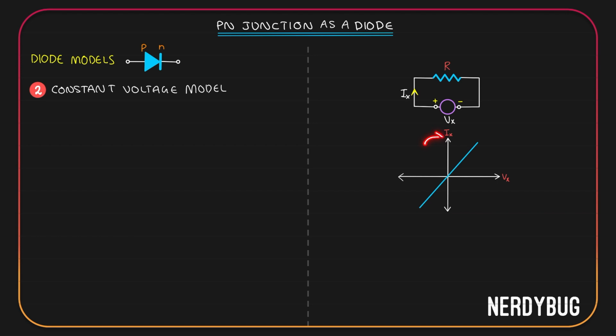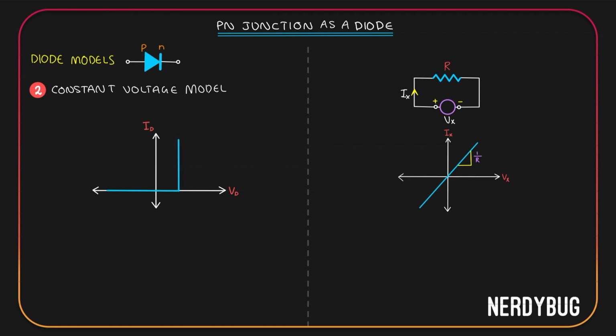Here I have taken the current in the y-axis and the voltage in the x-axis. So if I take the slope of the graph, it will be Ix divided by Vx, which is 1 by the resistance. Keep this in mind when I show you the relationship between current flowing through a diode and the voltage applied across it in the constant voltage model. This is how it looks like. Until the applied voltage becomes a particular value, the slope of the graph is 0. After that, it suddenly becomes infinite.